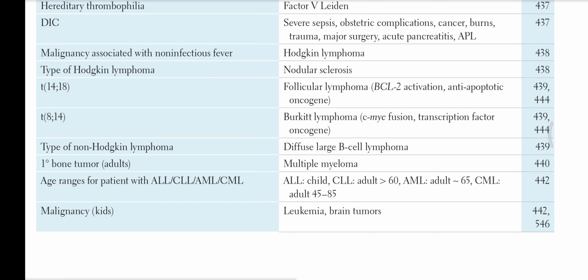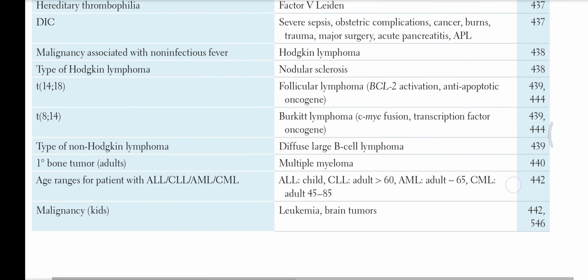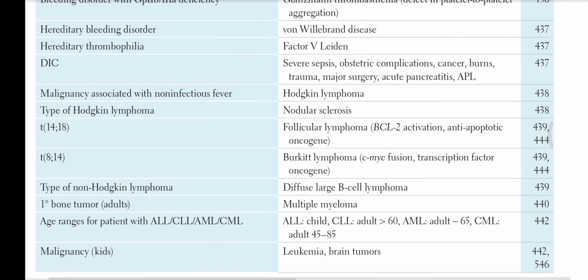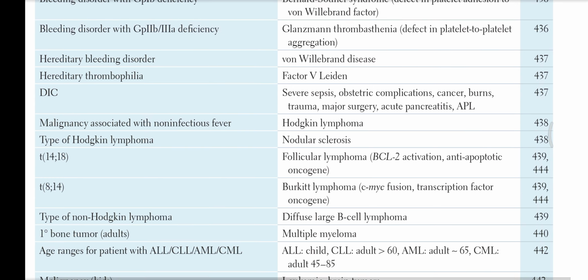Primary bone tumor in adults, multiple myeloma. Age range for patients with ALL, CLL, AML, CML. ALL in children, CLL in adults more than 60 years, AML in adults around 65 years, CML in adults between 45 to 85. Malignancy in kids is leukemia or brain tumor. So ALL is associated with children, CLL with adults more than 60 years, AML adults around 65 years, CML adults between 45 to 85. Primary bone tumor in adults, multiple myeloma, type of non-Hodgkin's lymphoma, diffuse large B-cell lymphoma.